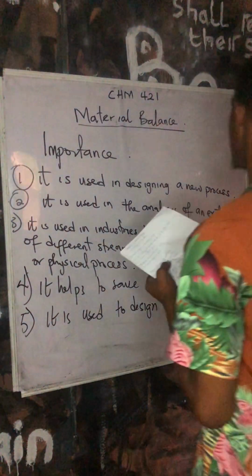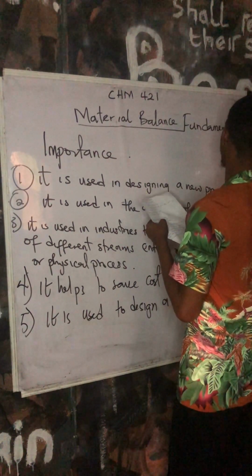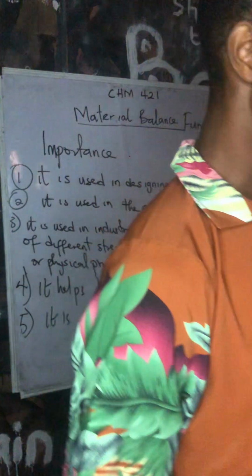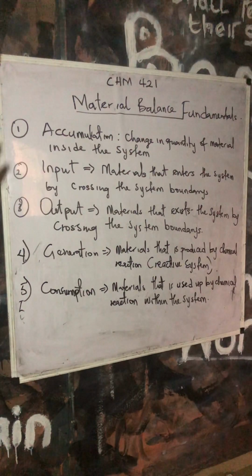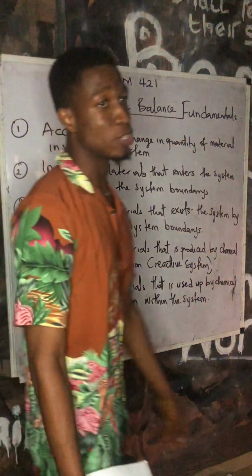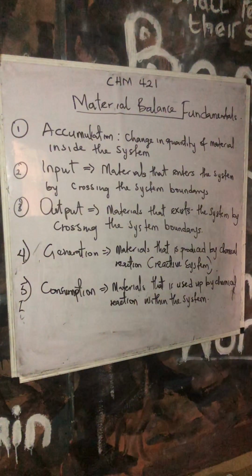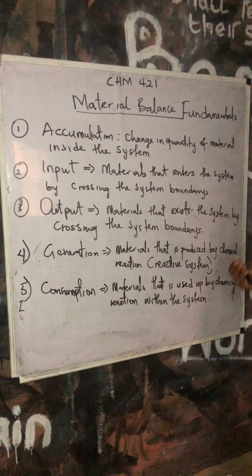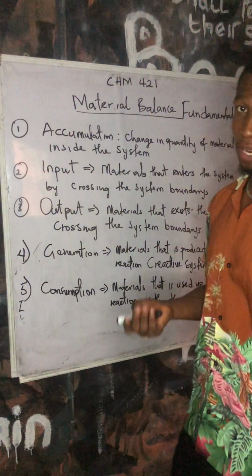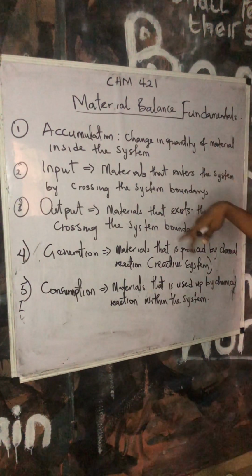Okay, let's look at material balance fundamentals. By fundamentals, I believe you guys know what that means, like the major things in the material balance that you need to know. We also use it to calculate, like I said, the mass flow rate entering or leaving the system. So the first one there is accumulation. Accumulation is change in quantity of material inside the system.